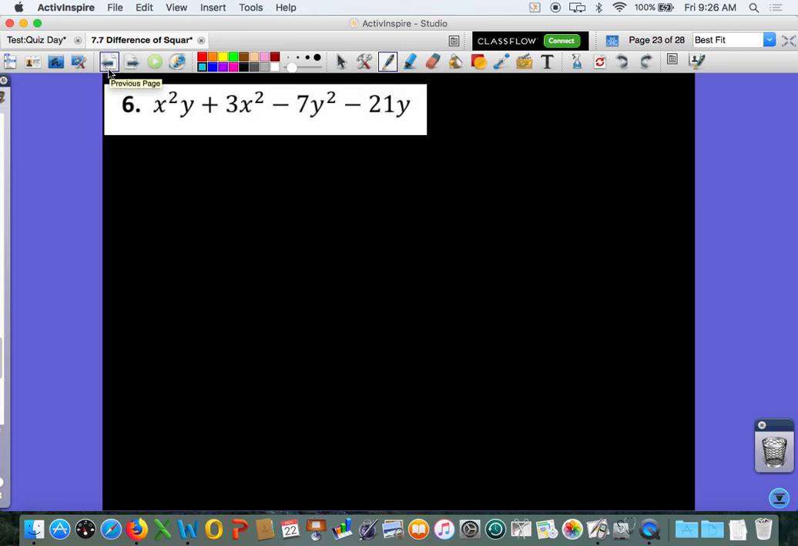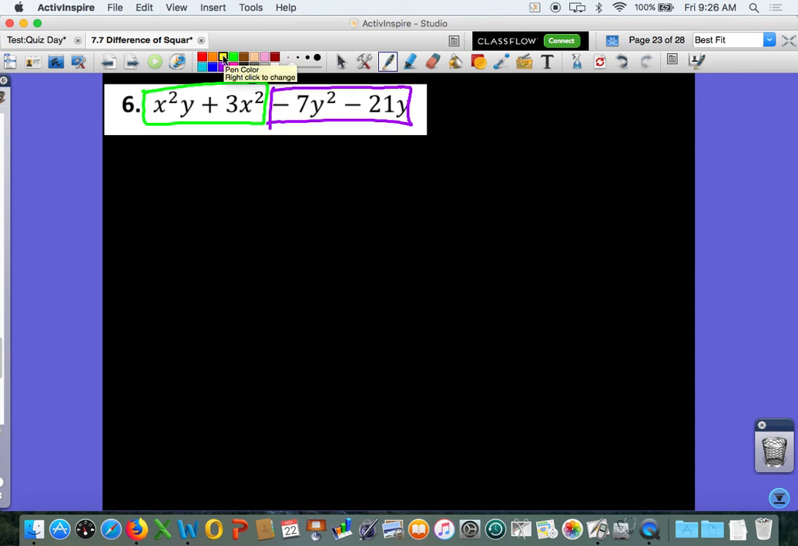Let's do one more real quick. We'll do 6 real quick. All right, so I am going to break it up. Again, the negative goes with the 7. It does not go with the 3x. Whatever's in front goes with that term.